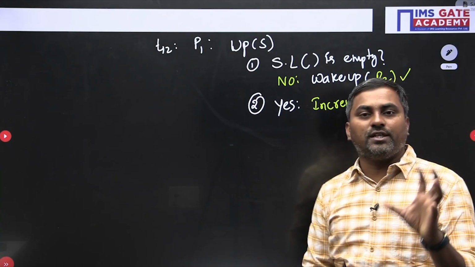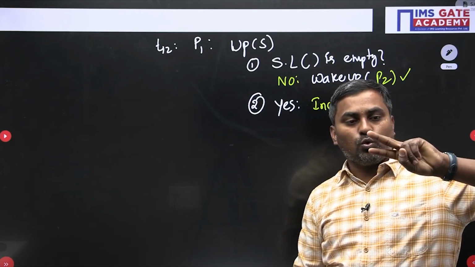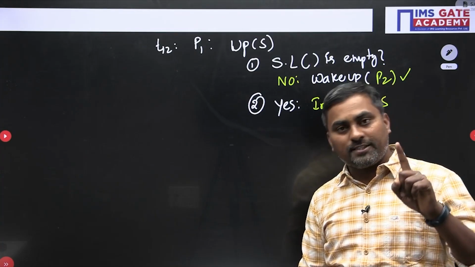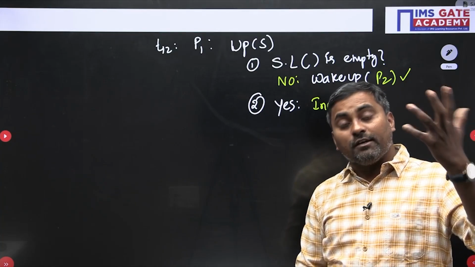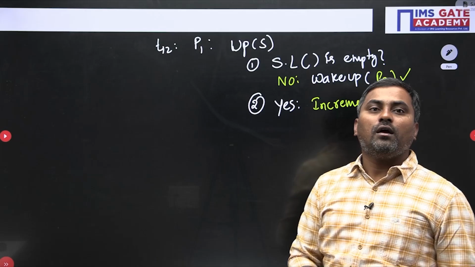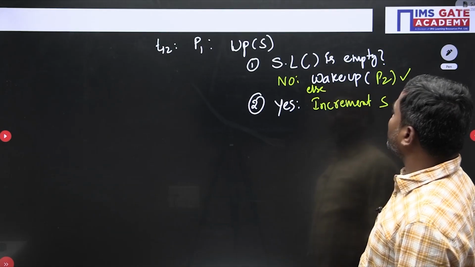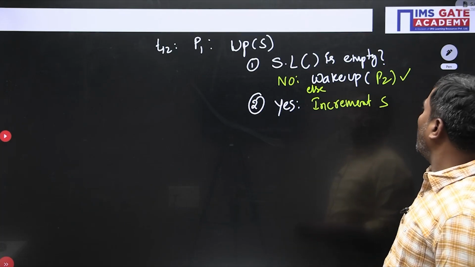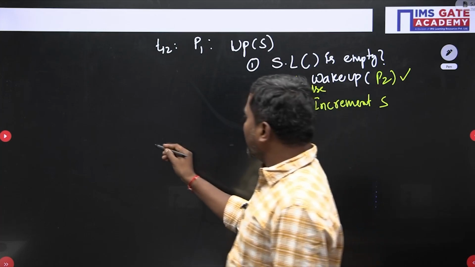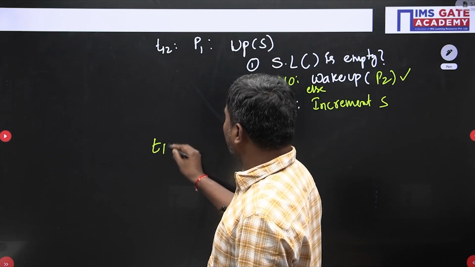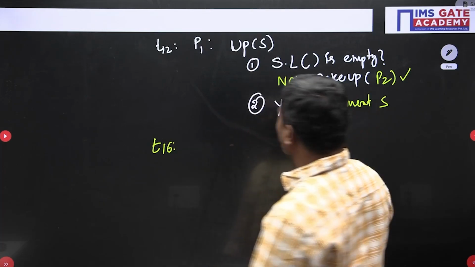So I'm generalizing: the up operation has two activities to perform. First you test it. If the Q is not empty, wake up the process. Else, if the Q is empty, increment S. So the else part is not going to be executed. Now we wake up process P2. I am continuing this execution; at time, suppose, T16, we wake up the process.